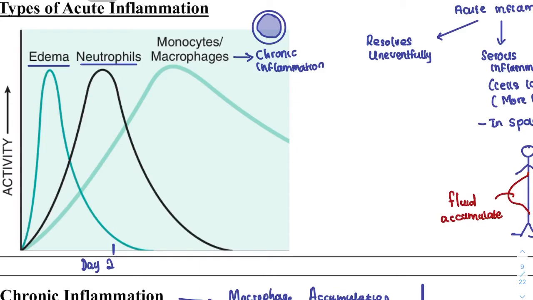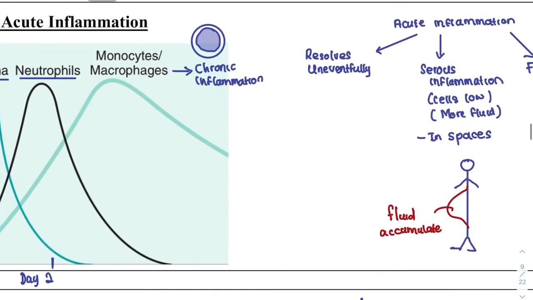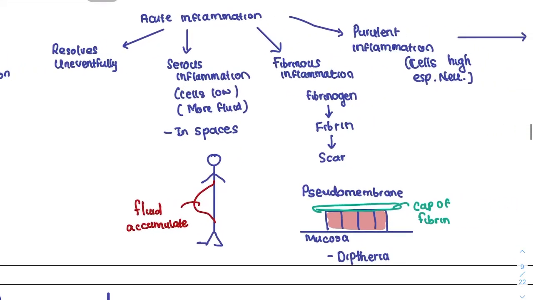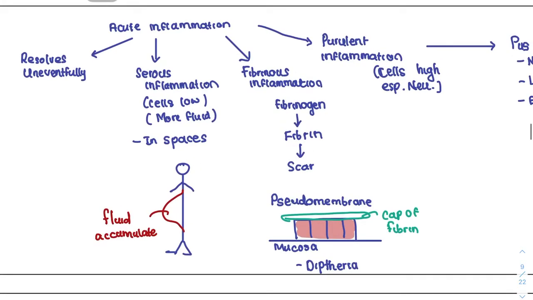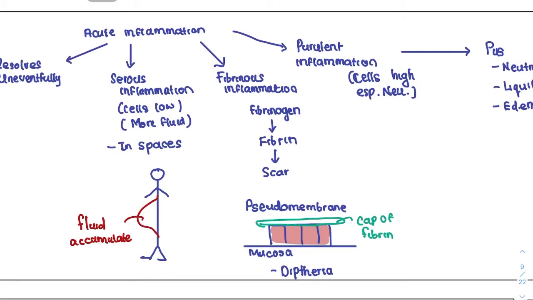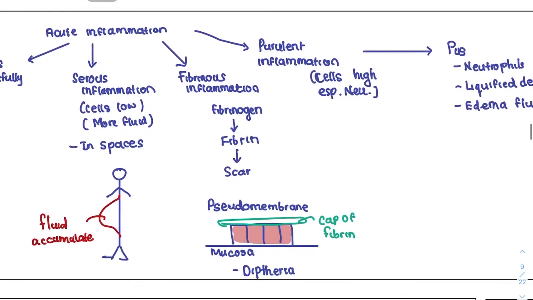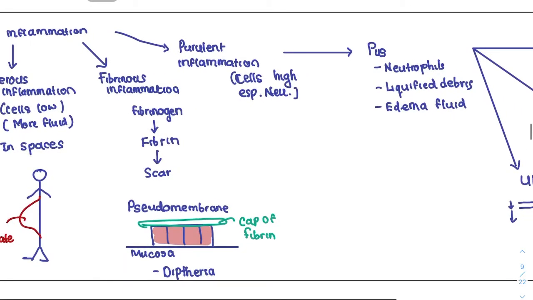So acute inflammation can either resolve uneventfully, or these are some types of inflammation that can occur. Serous inflammation. Serous means cells are low, more fluid, and you can see this in spaces like the peritoneal cavity. Next, fibrinous inflammation. In this, there's a lot of fibrin deposits, and this is seen in diphtheria.